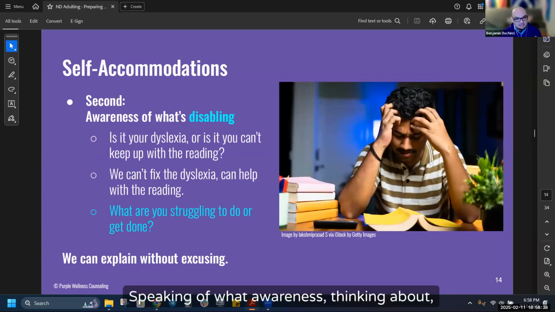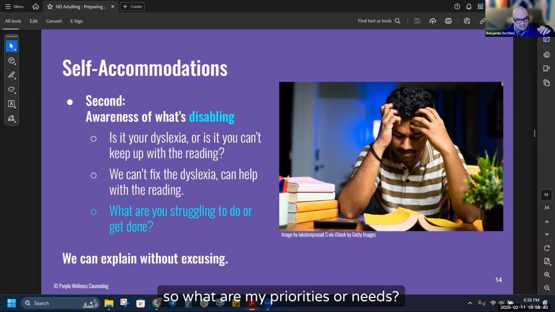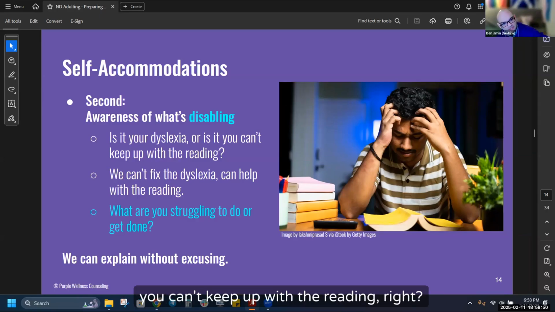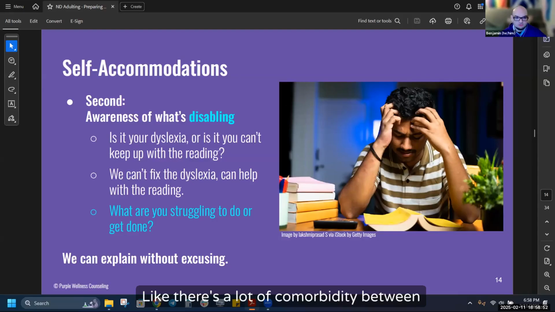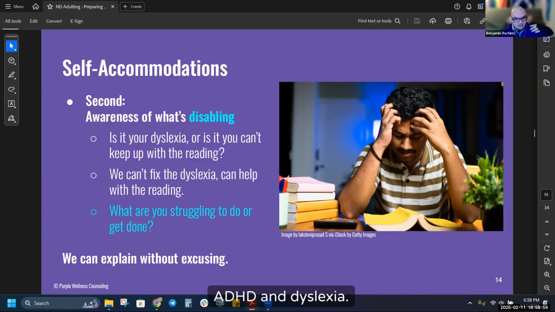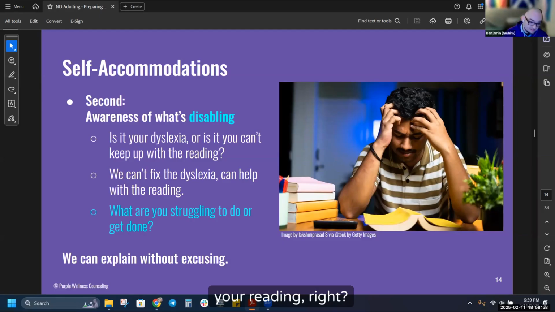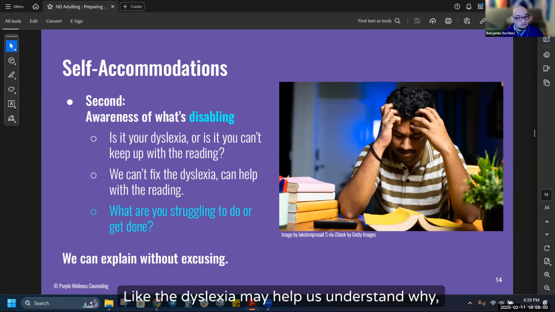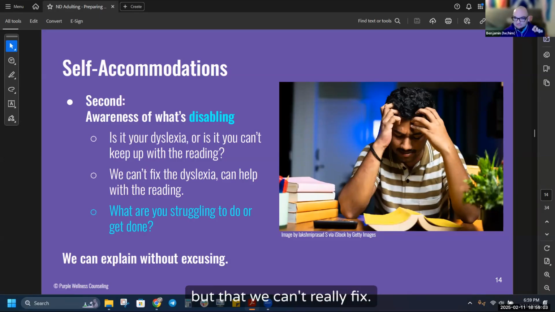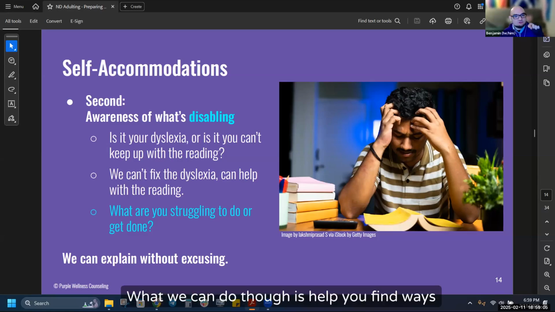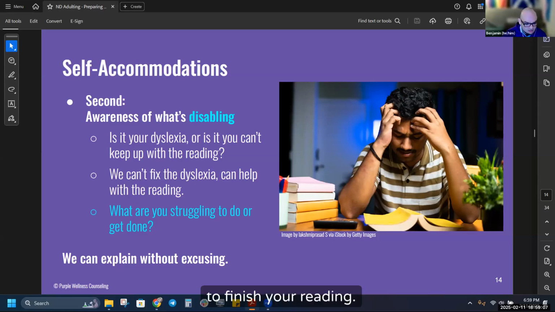Speaking of awareness, again, thinking about, okay, so what are my priorities or needs? And then what am I finding disabling about achieving those? So for example, if a need is to complete your reading, is it that you're dyslexic or that you can't keep up with the reading, right? Like there's a lot of comorbidity between ADHD and dyslexia. But the problem is you can't keep up with your reading, right? Like the dyslexia may help us understand why, but that we can't really fix. What we can do, though, is help you find ways to finish your reading.